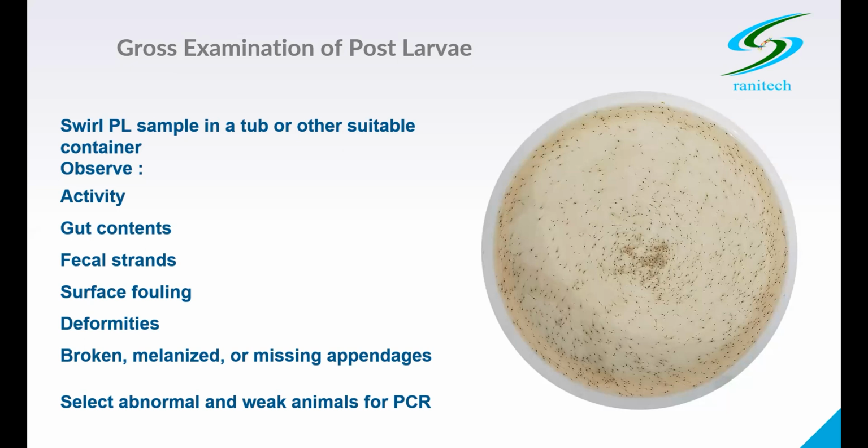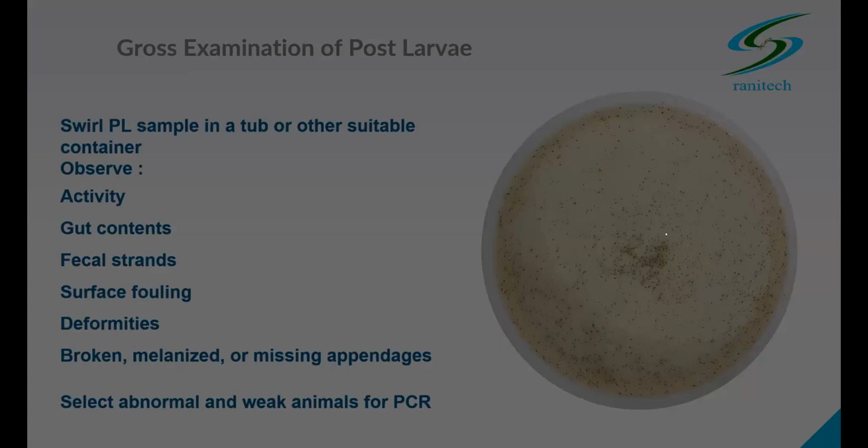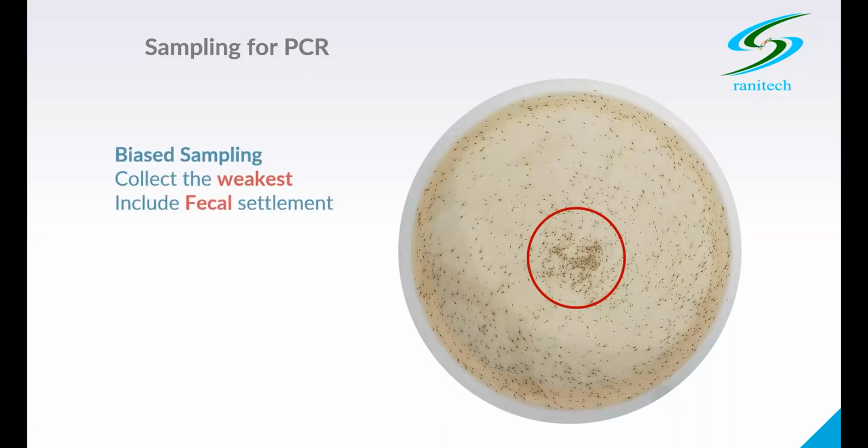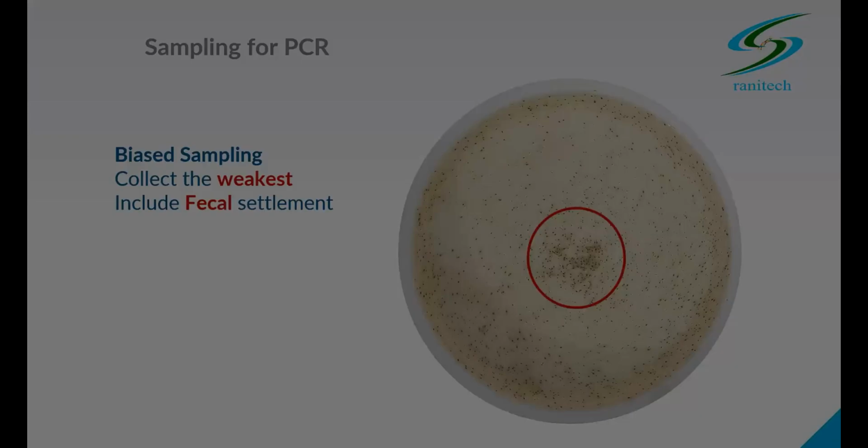So instead we need to have a biased sampling. You can't simply do random sampling. You take the weakest animals from the hatchery. We have to take help from the hatchery friends also to help the farmers select the weakest animals from their tank so that it can be easily detected by PCR. So you try to take the weakest animals from the sample. At the same time, you can request the hatchery to give you a fecal sediment. It will add information to your report.